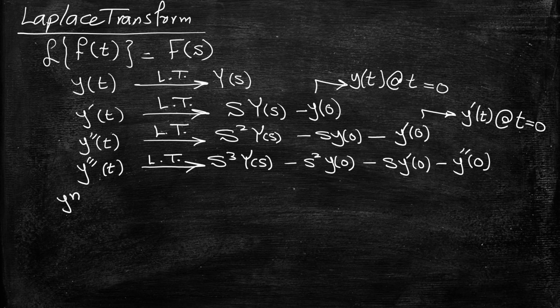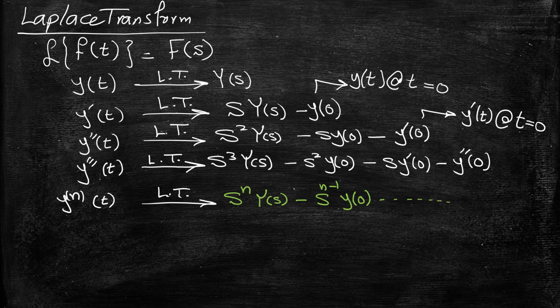So generally speaking, if we have the nth derivative, this will have Laplace transform in the form of s to the same power n multiplied by y of s, minus s to the power n minus 1 multiplied by the value of y of t at t equals 0, and this continues with the same sequence as previously discussed in the last two rows. And the last term will be the (n minus 1)th derivative at t equals 0. This will be our constant.